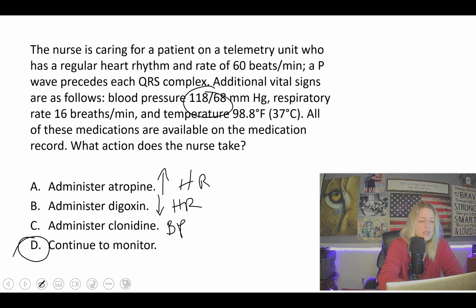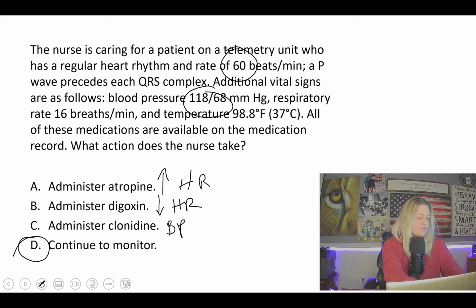And don't say, see, if you say to yourself 60 beats is too low, you might go, well, maybe I need to give them atropine. You don't need to give them atropine. In fact, even if they said that the heart rate was 58, I still wouldn't give them atropine. I would need to see that the heart rate was low and the blood pressure was low. Again, go back and watch the pressure and perfusion lecture if you don't understand why that is. So in this case, we continue to monitor.